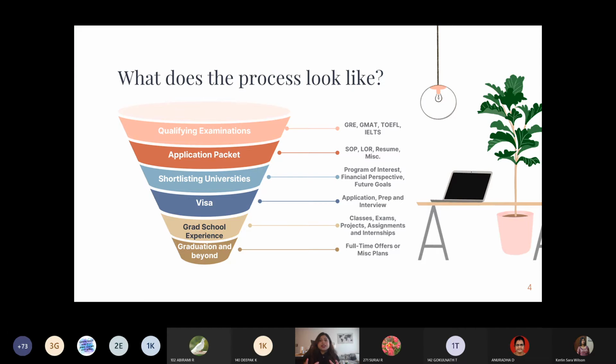The range that you're looking at here is somewhere from 20 lakhs to 90 lakhs. I know it's skewed, but there are universities where you can complete your degree in 20 lakhs, and there are universities that are going to cost you 90 lakhs. So the financial perspective is absolutely important for you to consider when shortlisting universities.